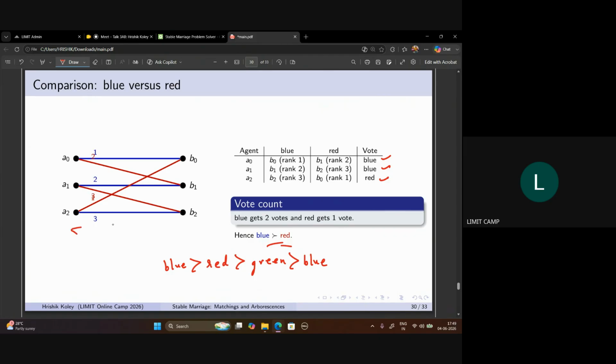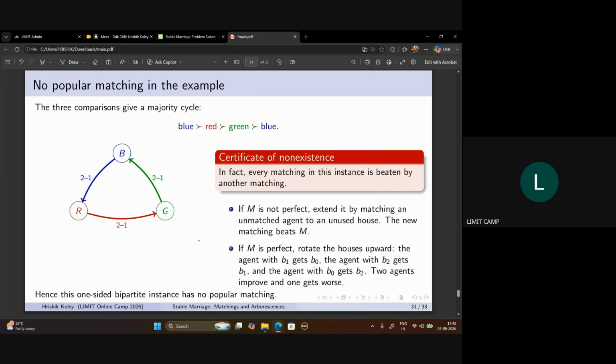Given both the sides had the same cardinality. But if just one side has a preference, and the other side has no preference at all, then there can be cases where there comes no popular matching and you go on in cycles like this. In each of those, one of them loses to the other in a 2-for-1 vote. And thus you can never get a popular matching in that particular example.